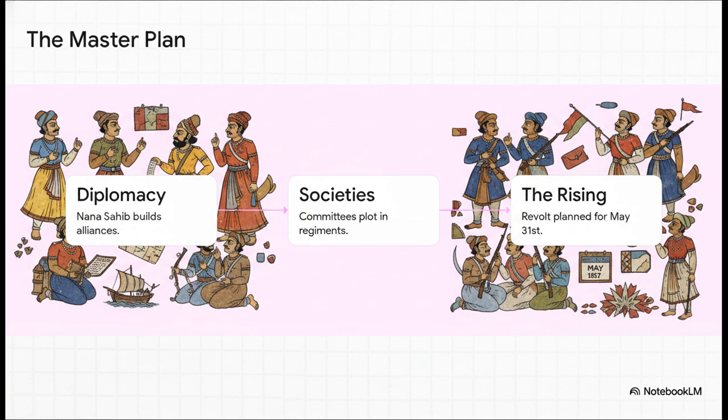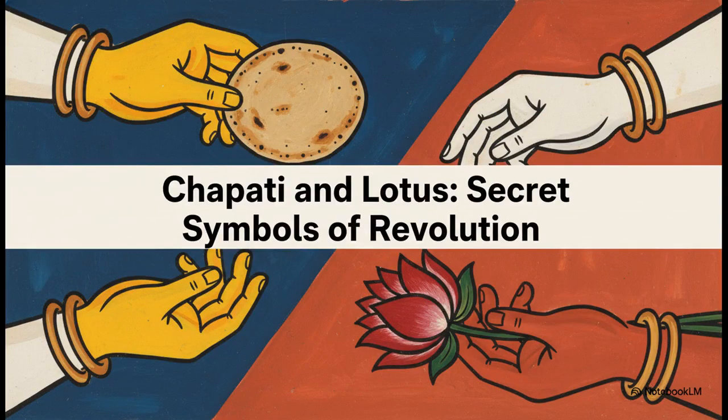Leaders like Nana Sahib and his brilliant advisor Azimullah Khan were traveling all over on diplomatic missions to unite different factions. Secret revolutionary committees were set up within military regiments, and they were all plotting a synchronized, simultaneous uprising originally scheduled for May 31st. And the methods they used to communicate?